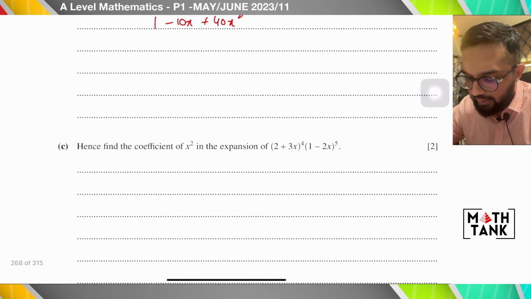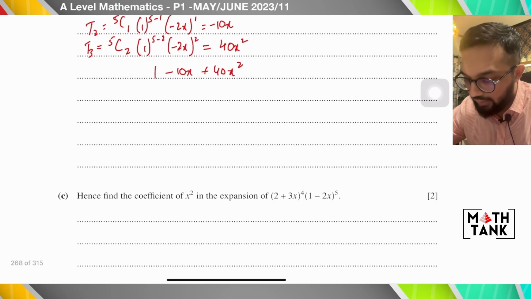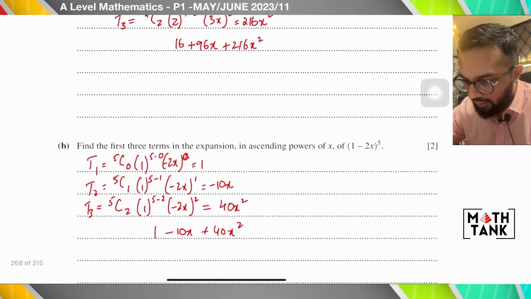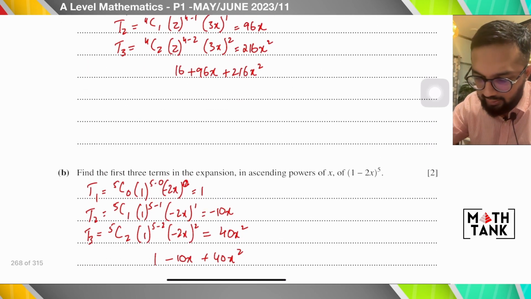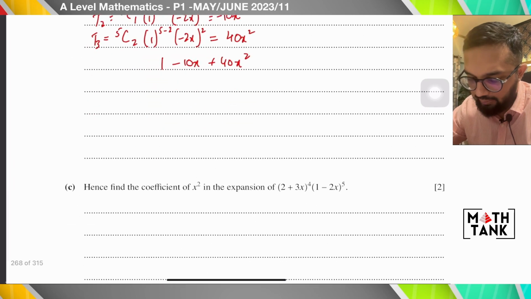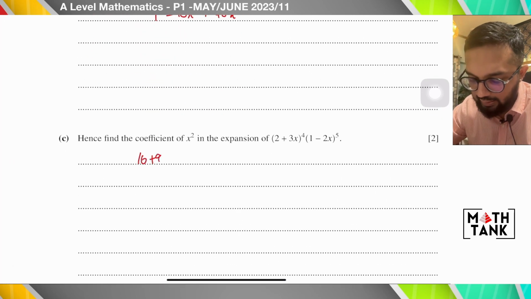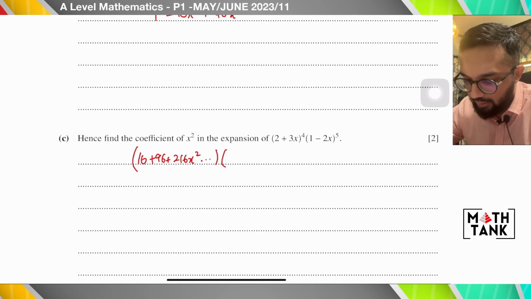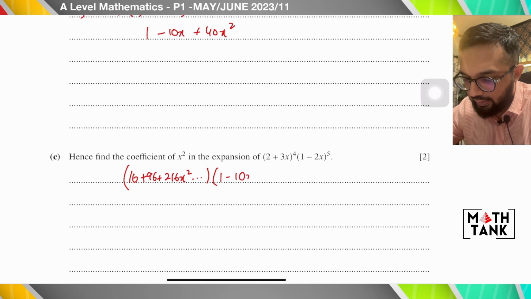Let's see what the last one says. It says, hence find the coefficient of x squared in the expansion. Okay, so I know that I need to write both my expansions. So 16 plus 96x plus 216x squared. That's the expansion of the first bracket. And I know that this expansion is continuing, so I should write dot dot dot. And 1 minus 10x plus 40x squared.